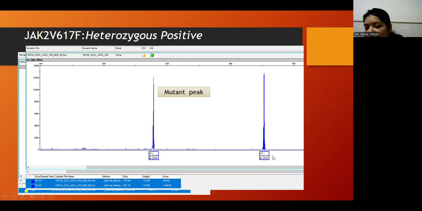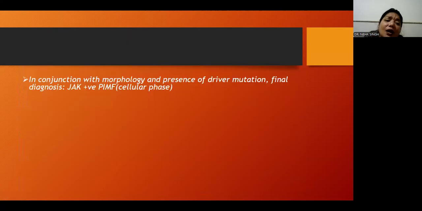You can also ask, why is a 450 base pair band present here? That is because this is a positive control band, which shows that yes, the reaction is all fine and the amplification has taken place properly. So on the basis of your morphology findings and the presence of a driver mutation, you can label this case as a cellular phase of PMF, JAK2 positive.